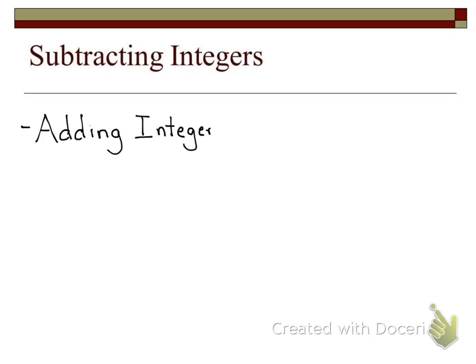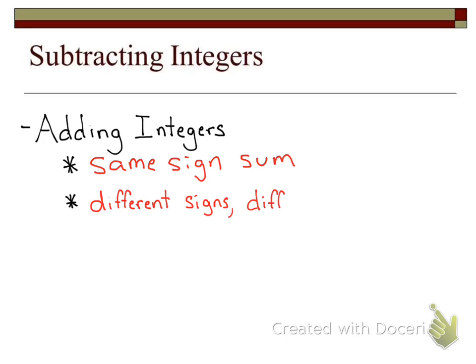And before we start subtracting integers, let's review adding integers, because we're going to turn all of our subtraction problems into addition problems. And when we talked about adding integers, I gave you two easy rules to remember. The first rule is same sign sum. And that was a very simple rule. It told us that if the two numbers we're adding together have the same sign, we can just add them together and keep that sign. So negative 5 plus negative 3: 5 plus 3 is 8. They're both negative, so my answer will be negative 8.